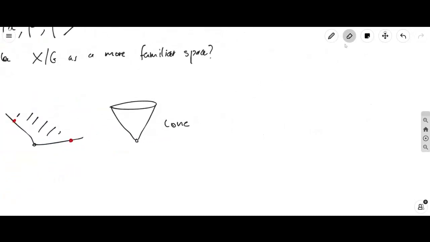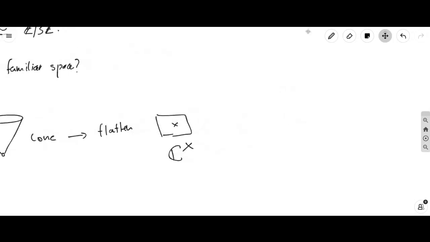But topologically, a cone can be flattened. So you can just push it down. You can flatten it down. So if you flatten the cone, you get the punctured plane again. So this is just the punctured plane.